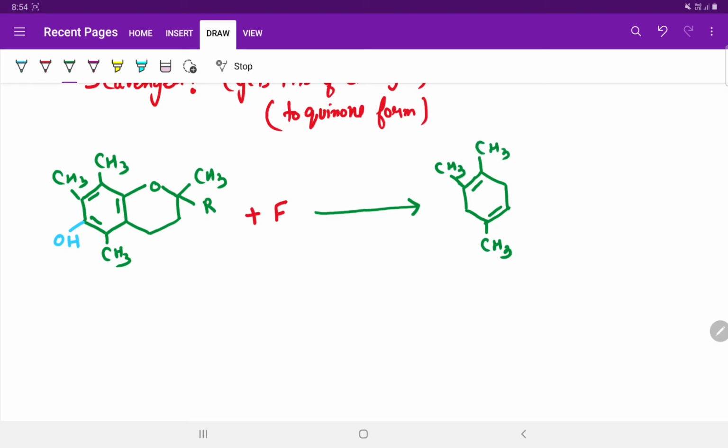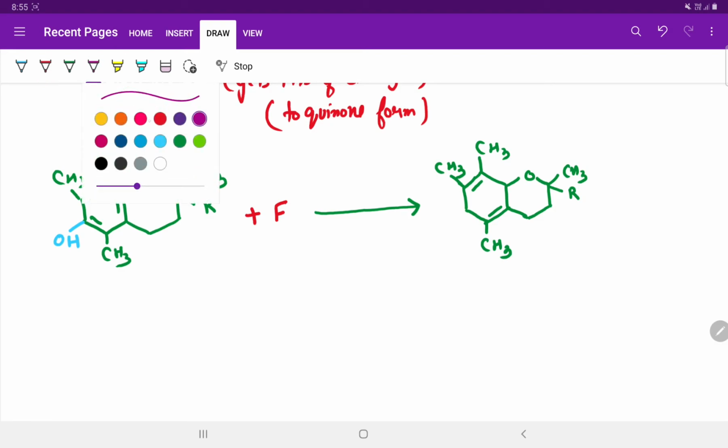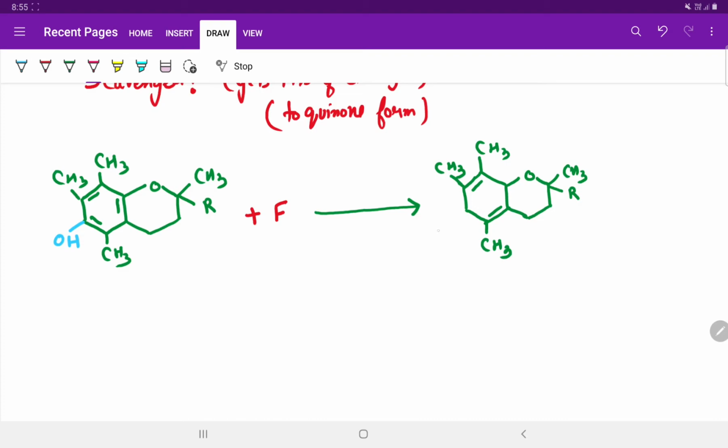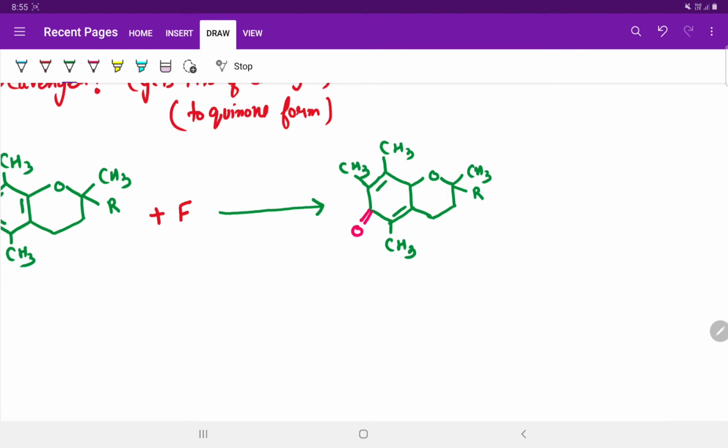For beta and gamma, there will be a change of the position of methyl groups. So a quinone form will be generated at the 6th position. So this is the quinone form we were talking about, and the free radical will be donating its electron, thus getting reduced, and this will lead to the protection of polyunsaturated fatty acids.